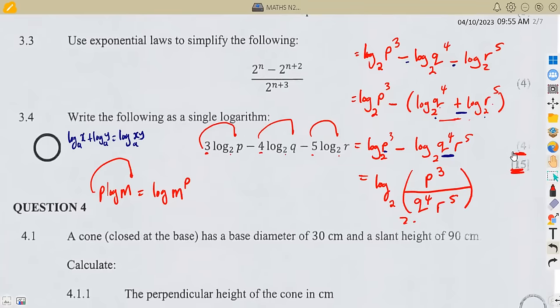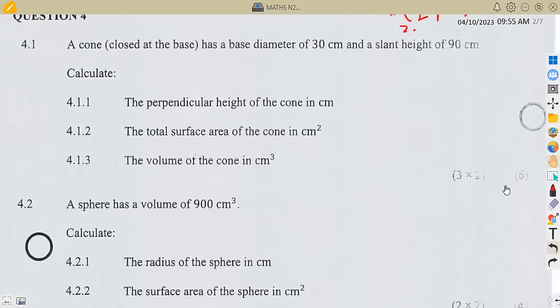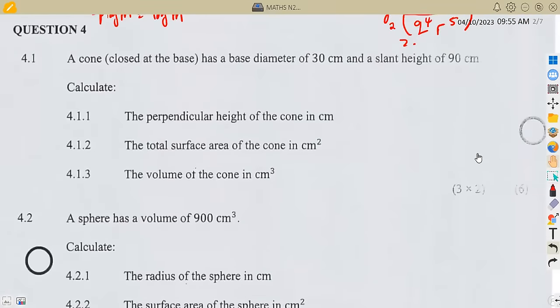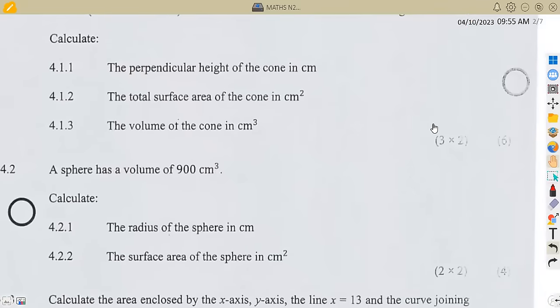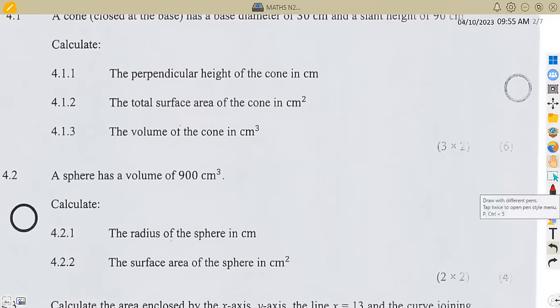That's 15 marks on question 2. Question 4, we are now given that there is a cone, which is of closed base, that has a base diameter of 30 centimeters and a slant height of 90 centimeters in this case. So take note, this is a closed cone that we have at the base. So we are given something of this nature here as our cone.